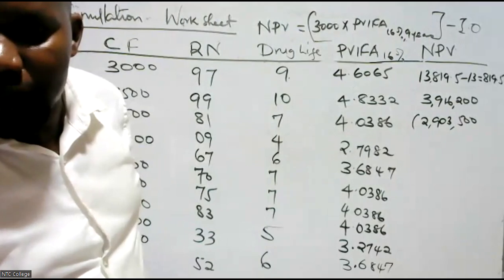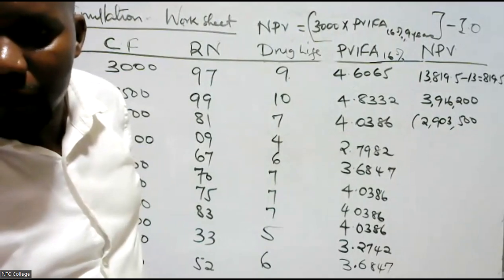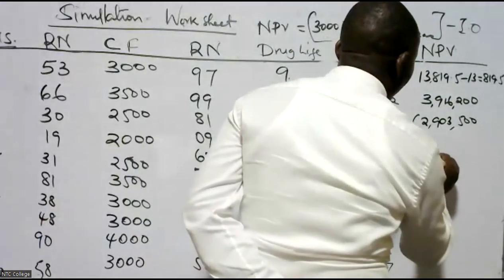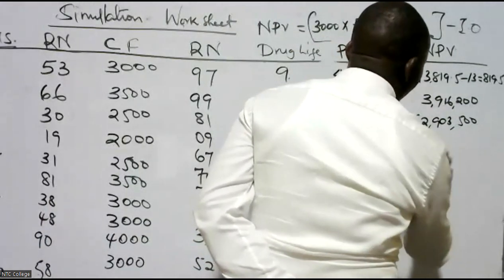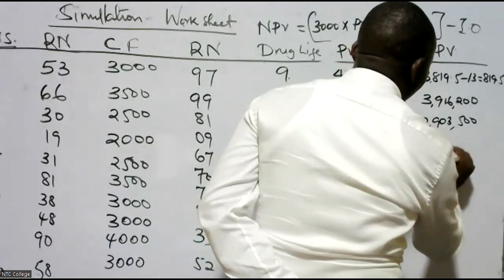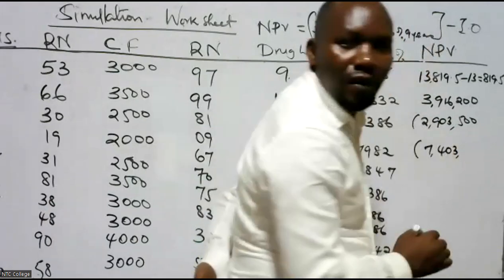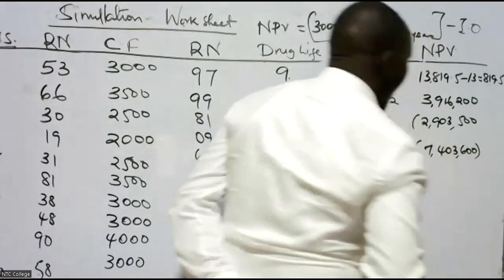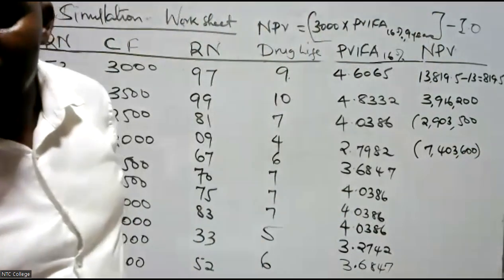Waziri, you have not shown what it is. Oh, this is the fourth one. 743,600, negative 7,043,403,600. I hope that is clear. That is what they should be.